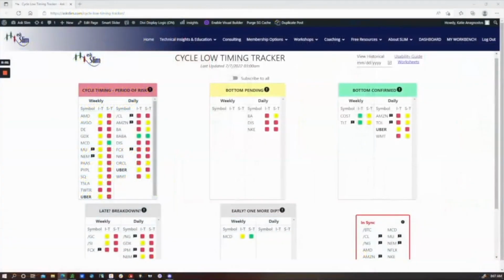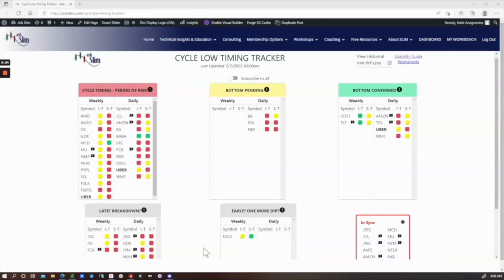Hi, I'm Katie with askSlim. The Cycle Low Timing Tracker on your screen is one of our tools here at askSlim that helps our members identify opportunities in the symbols on our focus list that may be setting up around coming into and out of cycle bottoms. We use this tool in conjunction with looking at the charts to evaluate the opportunity and the timing. The symbol we're going to take a look at today is Nike.